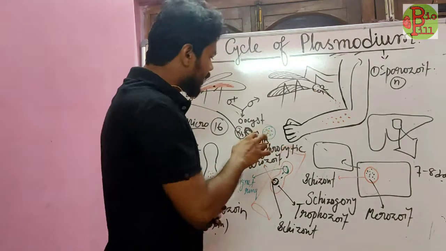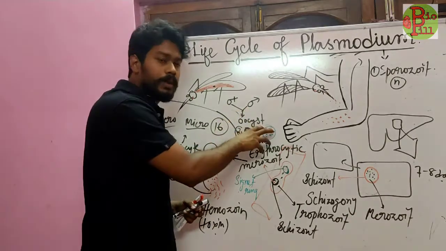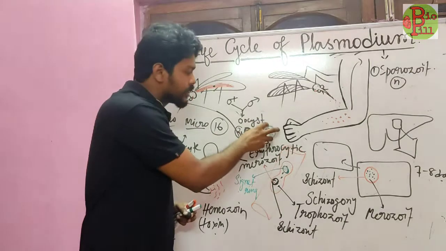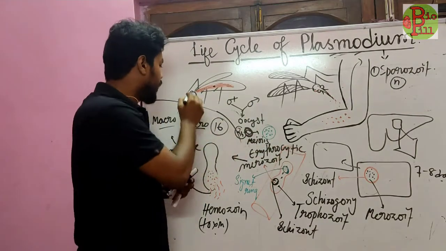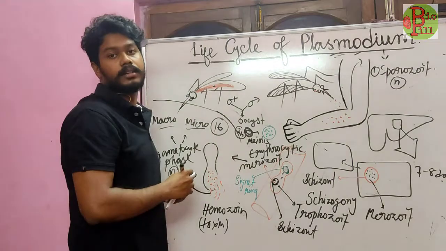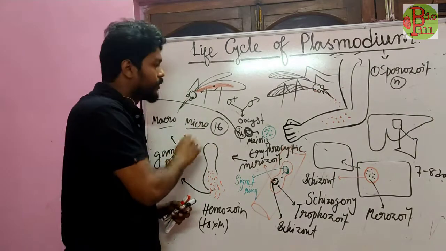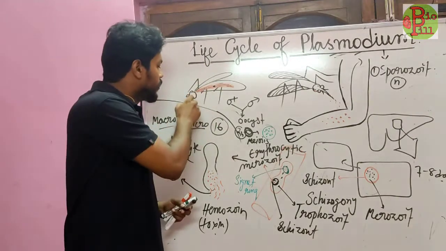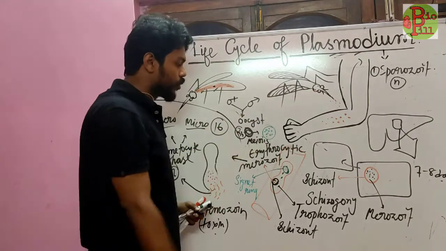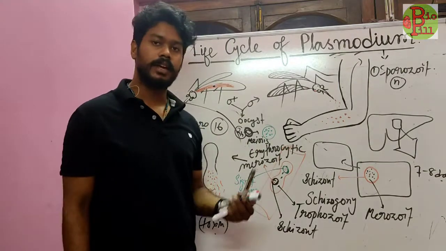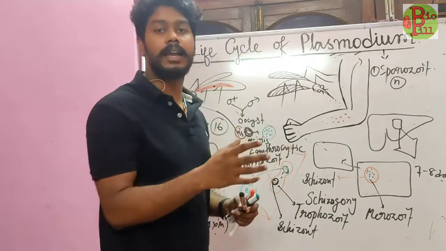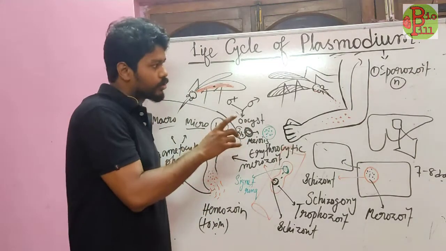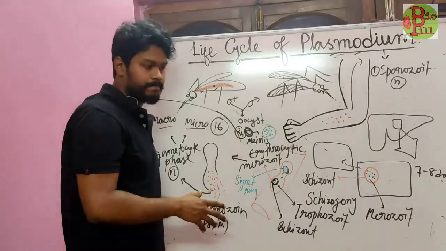The first division will be meiosis, and then all the divisions will happen like mitosis, and they will produce lots of sporozoites, and this sporozoite phase is now present in the mosquito's salivary gland. They break the wall of the stomach and come to the salivary gland, and this sporozoite phase is ready to attack any new individual or normal person. Okay, so I hope you have understood this whole process. Okay, thank you.